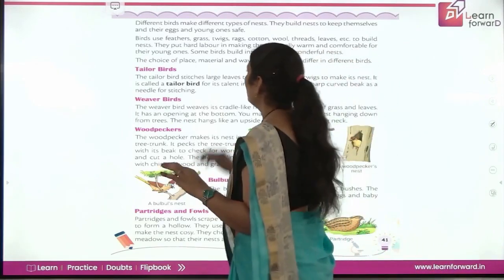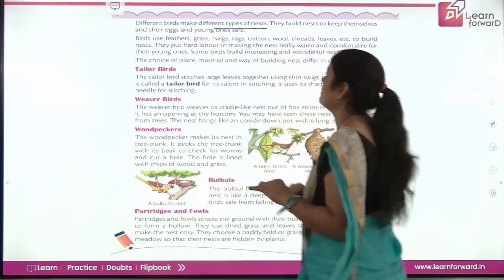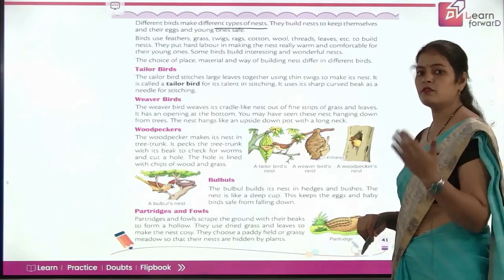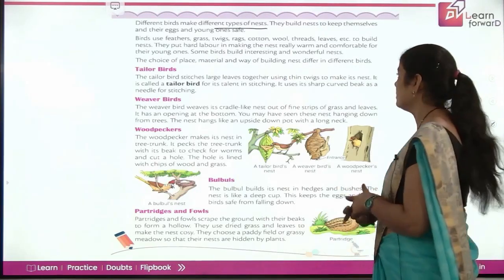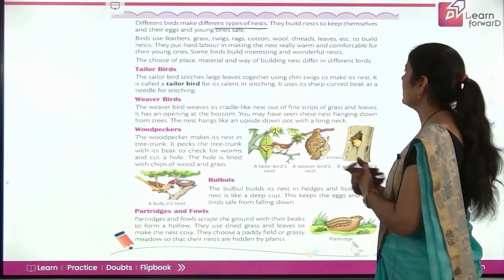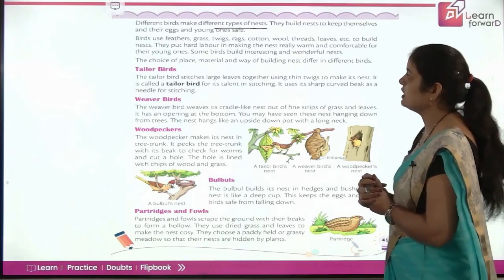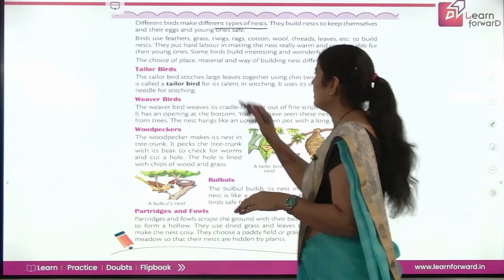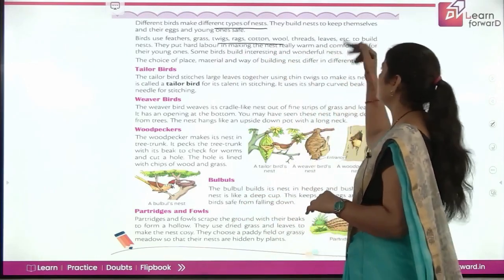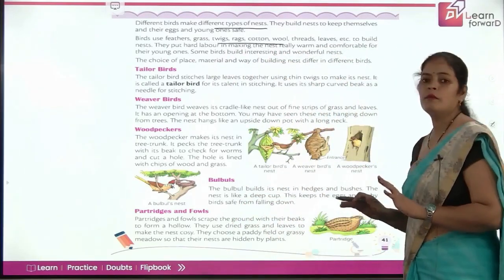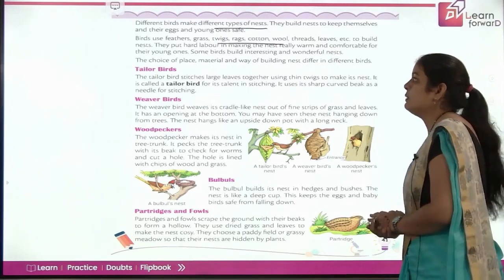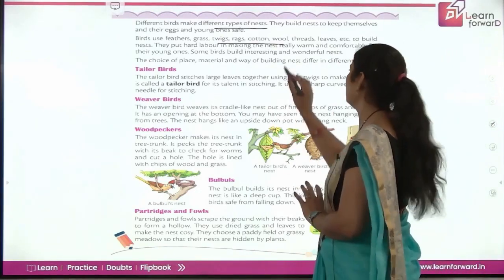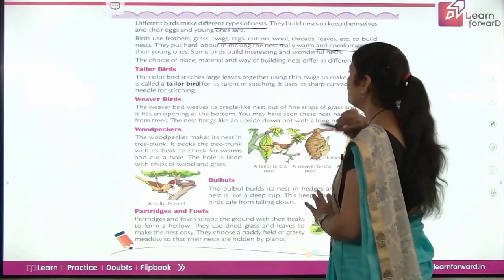Okay. Now different birds make different types of nests. So what is the purpose? Why do they build nests? To keep themselves and their eggs and their young ones safe. Now birds use feathers, grass, twigs, rags, cotton, wool, thread, leaves, so many items to make their nest. Now they put in hard labor in making the nest really warm and comfortable for their young ones.